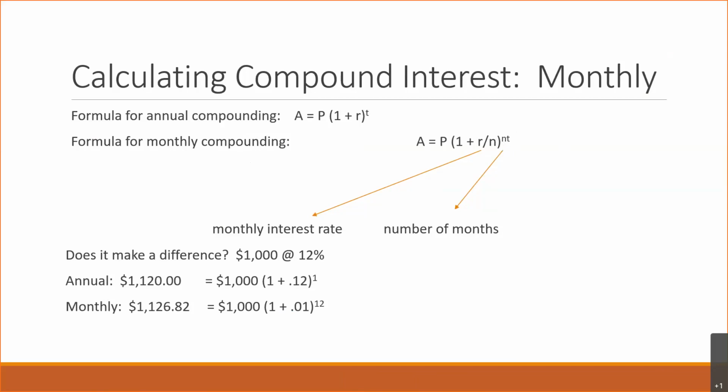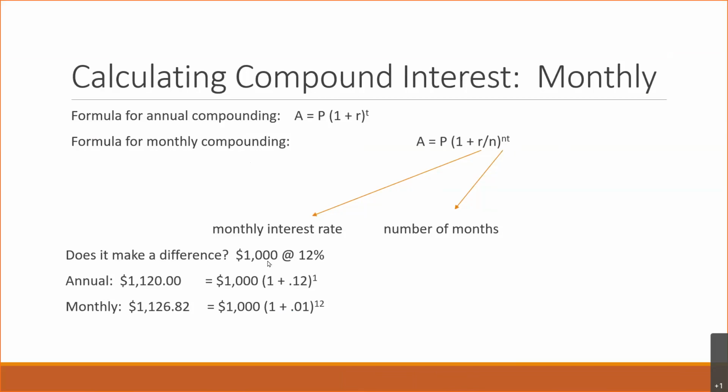If we compound more often, does it make a difference? Do we get more money? Well, yeah, we do, right? Because we know, compound interest, the benefit is interest on the interest. So the more often you compound, the more you get interest on the interest. It's going to give you a little bit more money. How much of a difference?